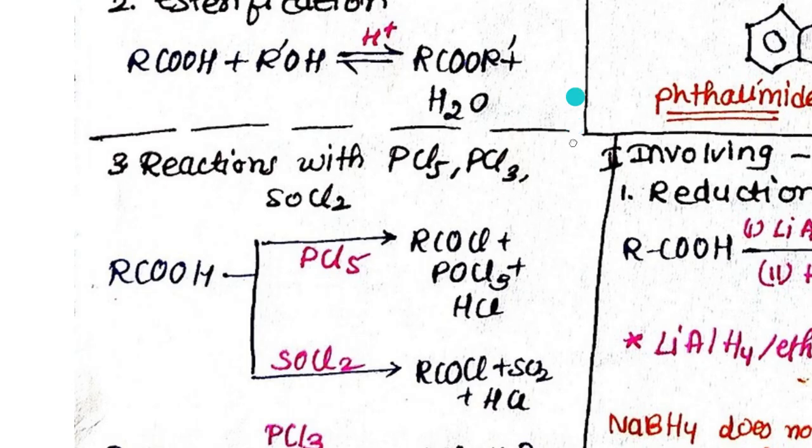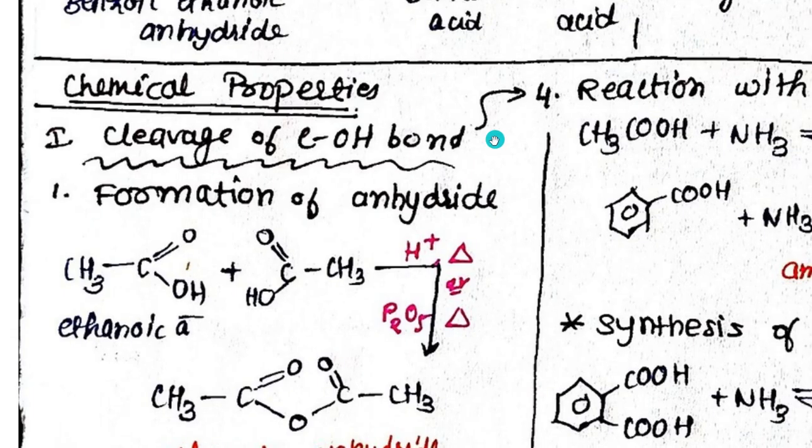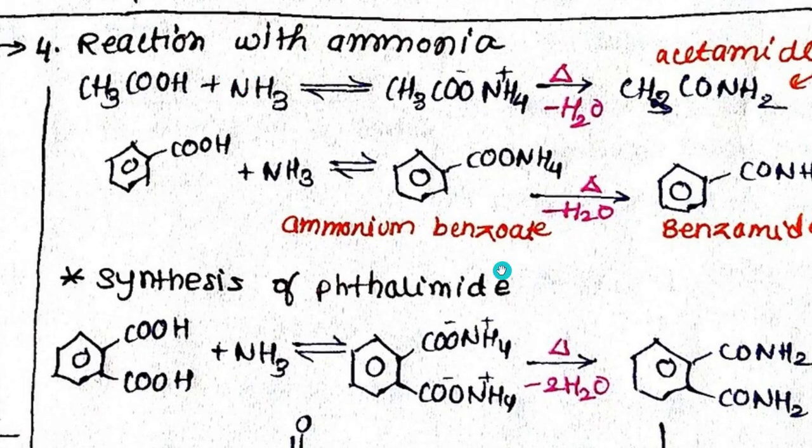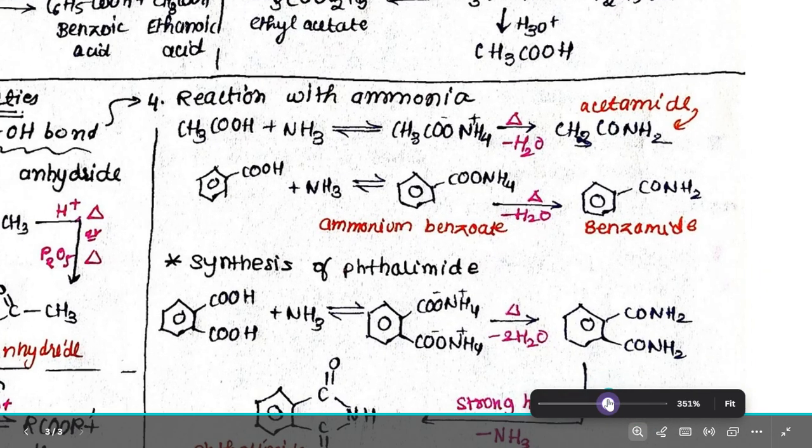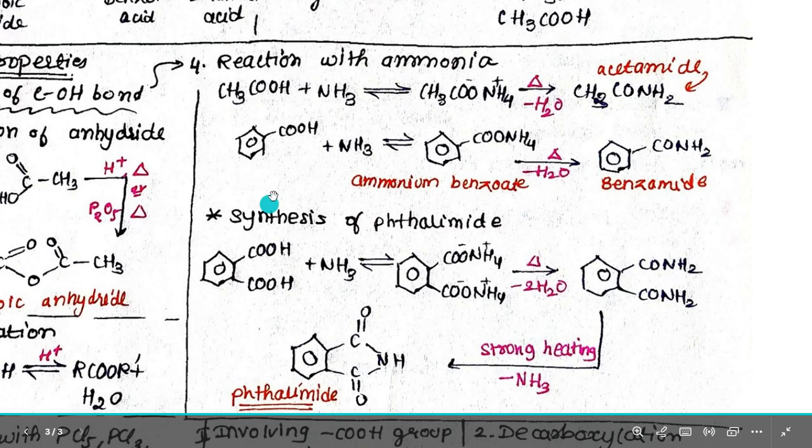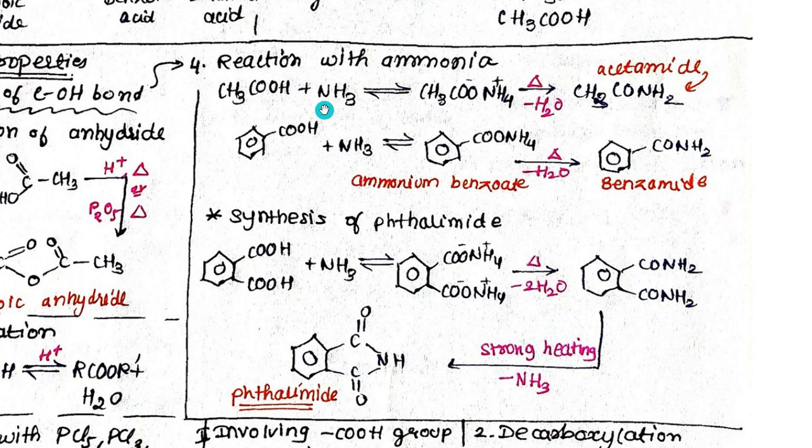Then coming to one more type of this same thing, cleavage of the C-OH bond, is reaction with ammonia, right? I'll just zoom out a bit. For reaction with ammonia, we have CH3COOH plus NH3, a reversible reaction, we get CH3COO minus and NH4 plus. This on reaction with heat and removal of H2O, we get CH3CONH2, which is acetamide, an amide. Then here we have benzoic acid plus NH3, a reversible reaction, we get the benzene ring with COONH4, which is ammonium benzoate. Again reacting with heat and removal of H2O, we get benzamide.